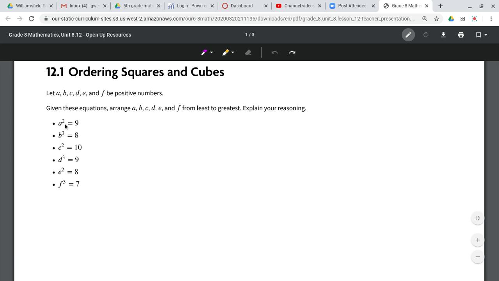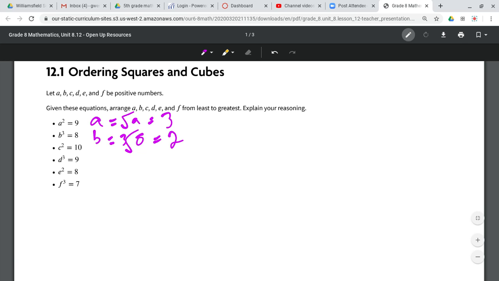So in this first one, we have a squared equals 9. If we take the square root of both sides, we're going to end up with a equals the square root of 9, which equals 3. For the next one, we have b to the third power equals 8. Now, we're taking b times b times b. So what number times itself again gives us 8? So what we're looking at is b equals the third root of 8, and that number is 2.